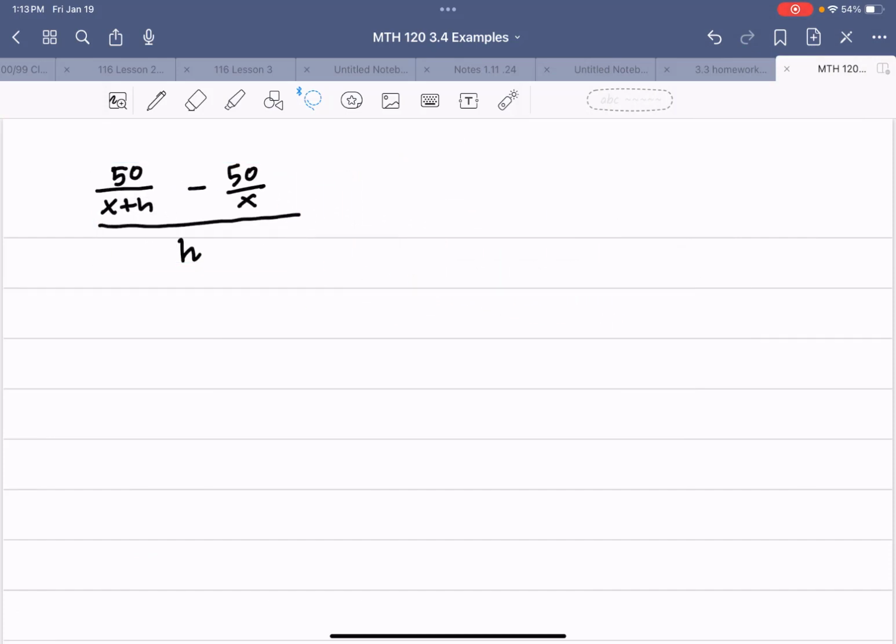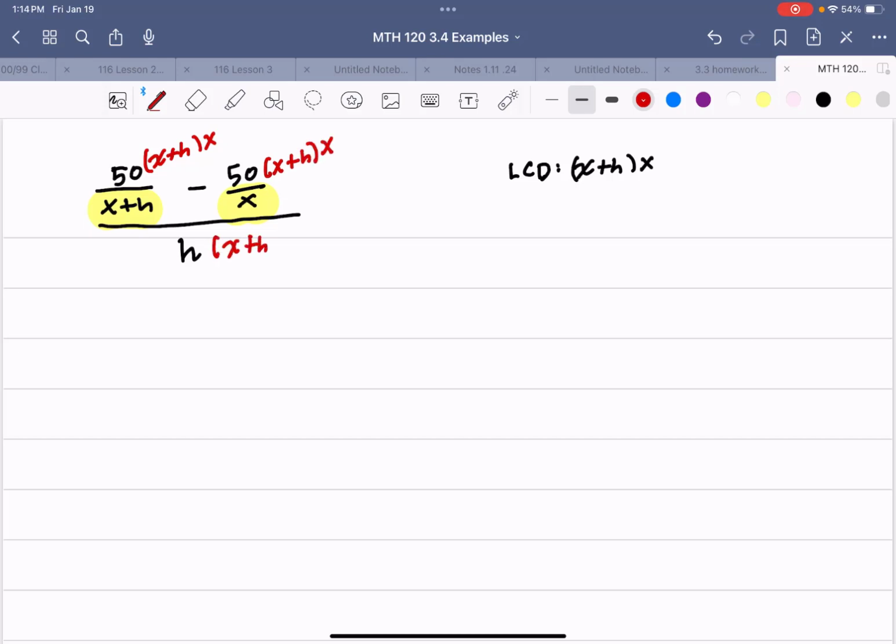So instead, what I want to do is I want to find the least common denominator. I could get a common denominator and add, but instead I'm going to multiply by the least common denominator. And so it's x plus h times x. So using these two denominators as my least common denominator, I have to multiply every term, top and bottom, that's the key, times x plus h times x.